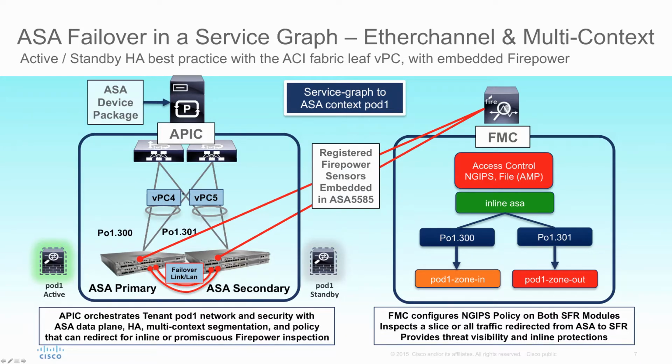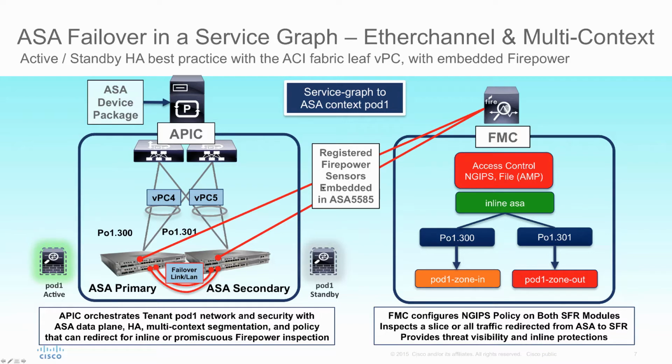You can see here that APIC can configure port channels on all of the fabric switches, and for these two ASAs, primary and secondary, we have VPC 4 and 5, different VPC IDs. This allows the switches to move that active MAC to a new port channel, a new port, in case of a convergence or failure that happens on the ASA side.